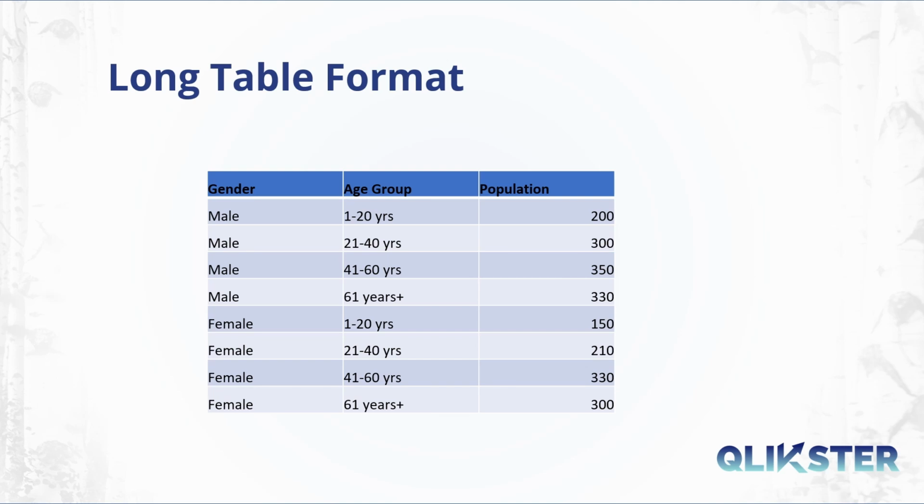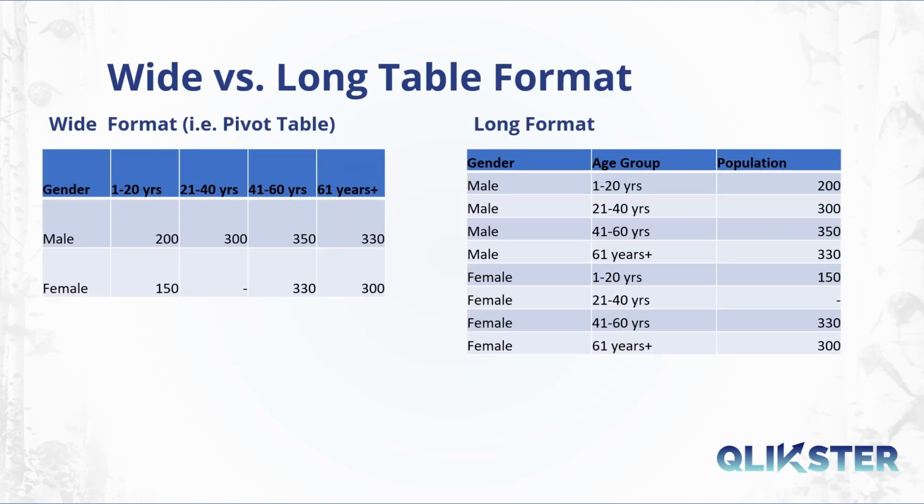Here we have one column for gender, one column for age group, and one column for the actual population size. Note that the information within the data is the same, just the representation is different. Let's have a look at the advantages of the two formats.